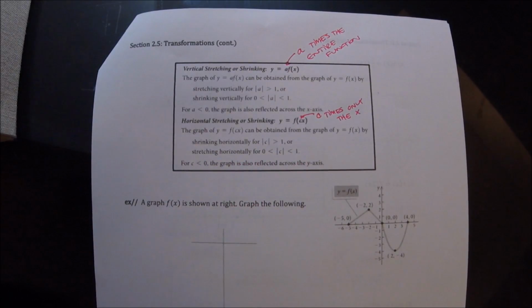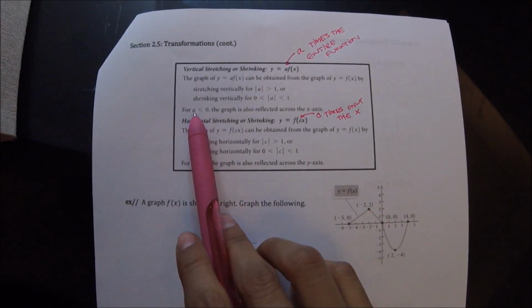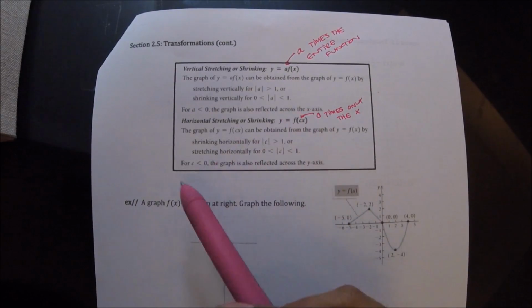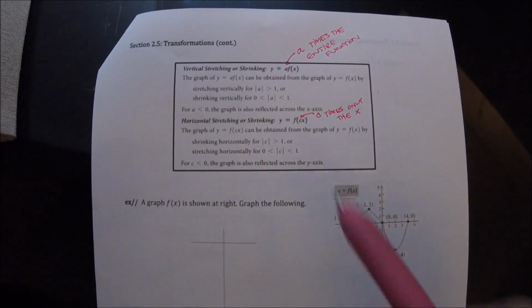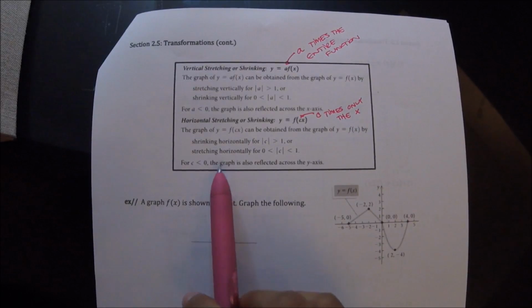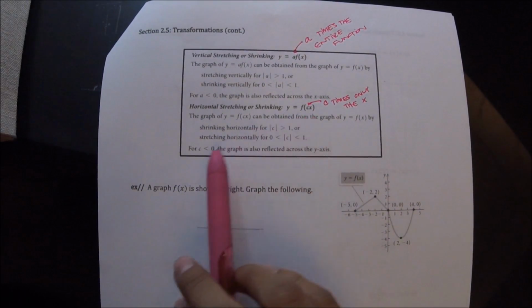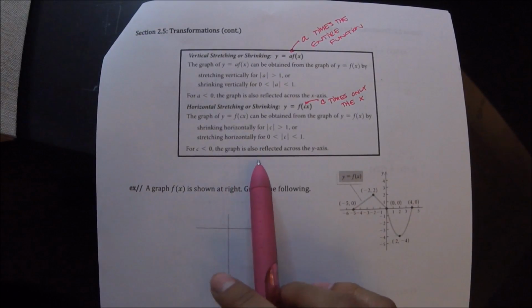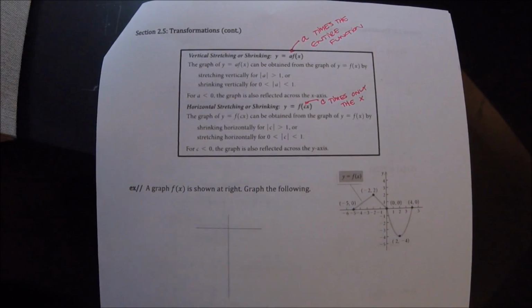And then the last thing to note is if that number's negative, so if a is less than 0, then you're also going to have a reflection across the x-axis, and that's due to what we talked about on the bottom of page 2. And then similarly, if this number c is less than 0, so if it's negative, you'll also have the graph being reflected across the y-axis.